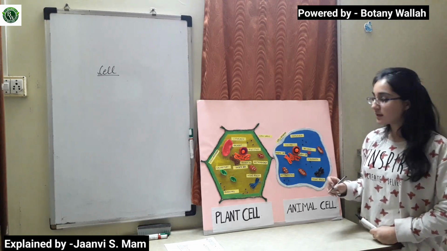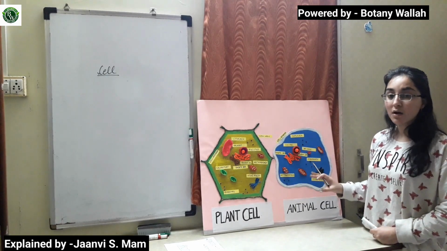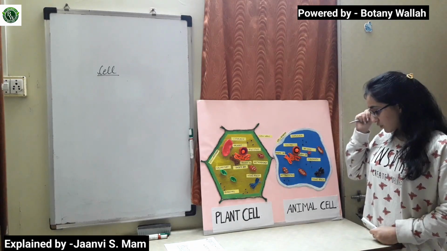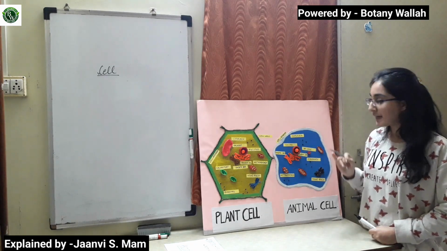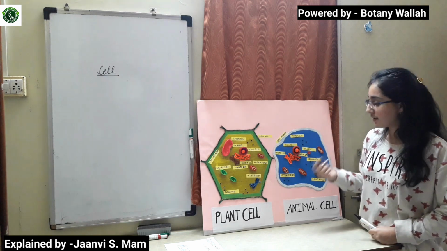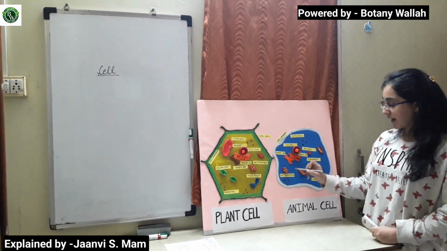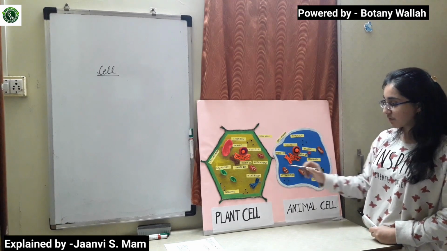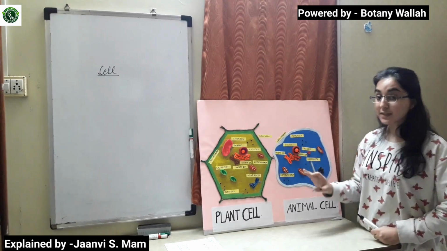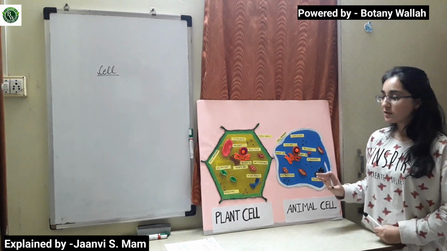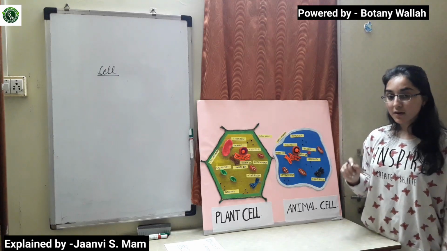I hope this is clear that chloroplast is the organelle which is present only in the plant cell. It is not present in your animal cell. So the animal cell lacks the cell wall and it lacks chloroplast. Next, you can see the mitochondria here. Even here you can see the mitochondria. Both cells have mitochondria, both types of cell, to be very specific. Mitochondria is also known as the powerhouse of the cell.